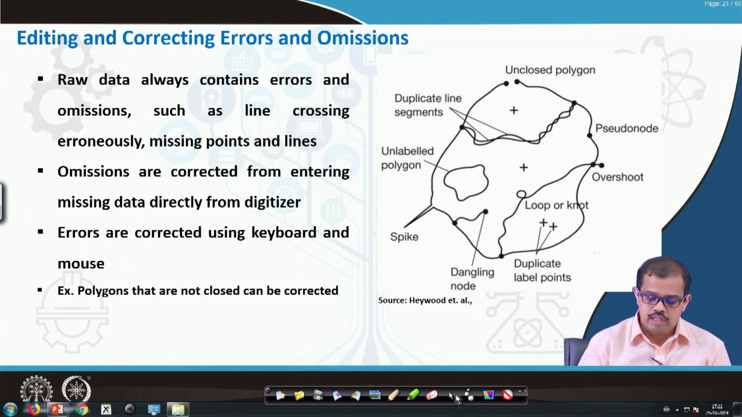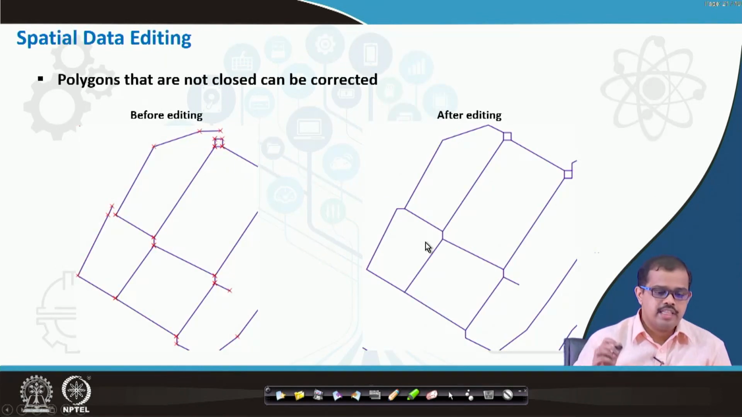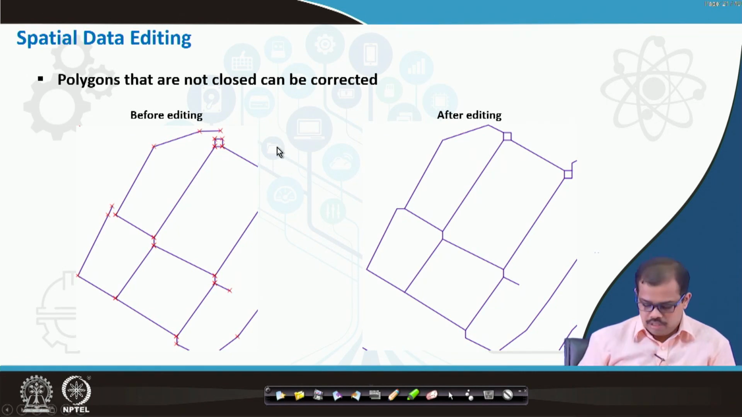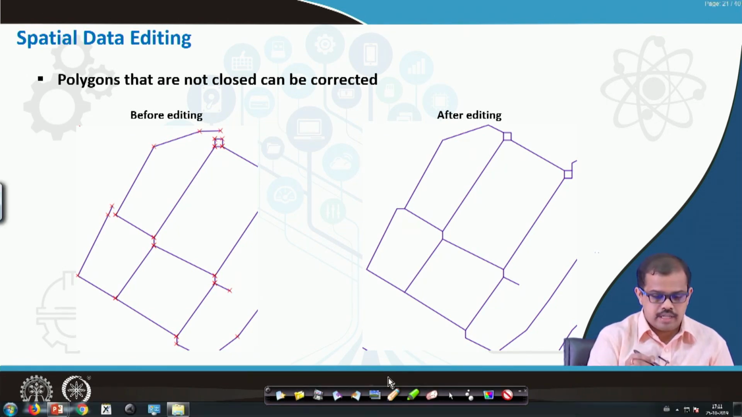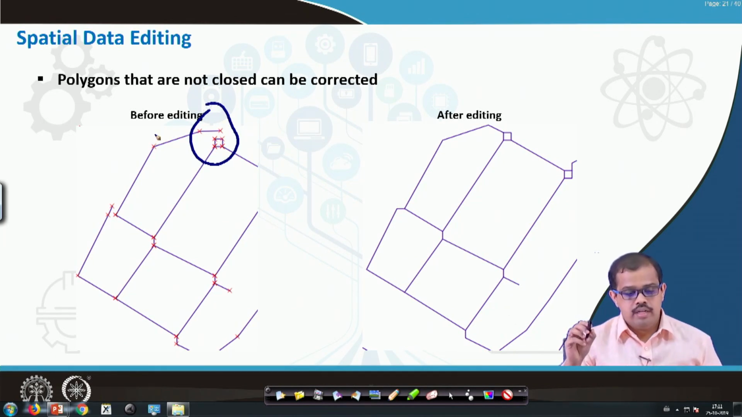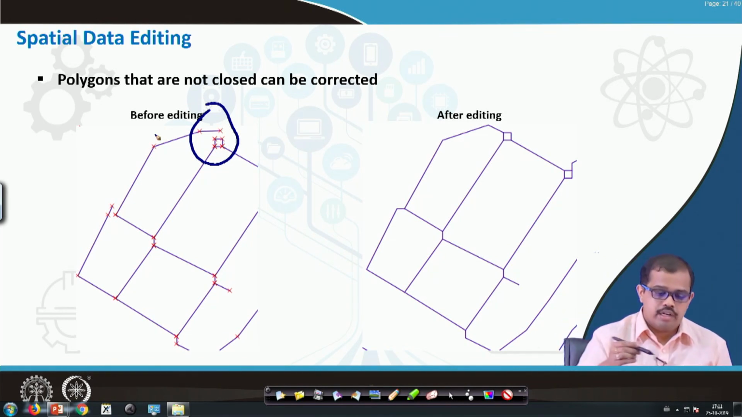Okay, so let's look at the next part of spatial data editing, where for example in this particular image, you can see the polygons are not closed. When you are correcting this, you can just double click on it.